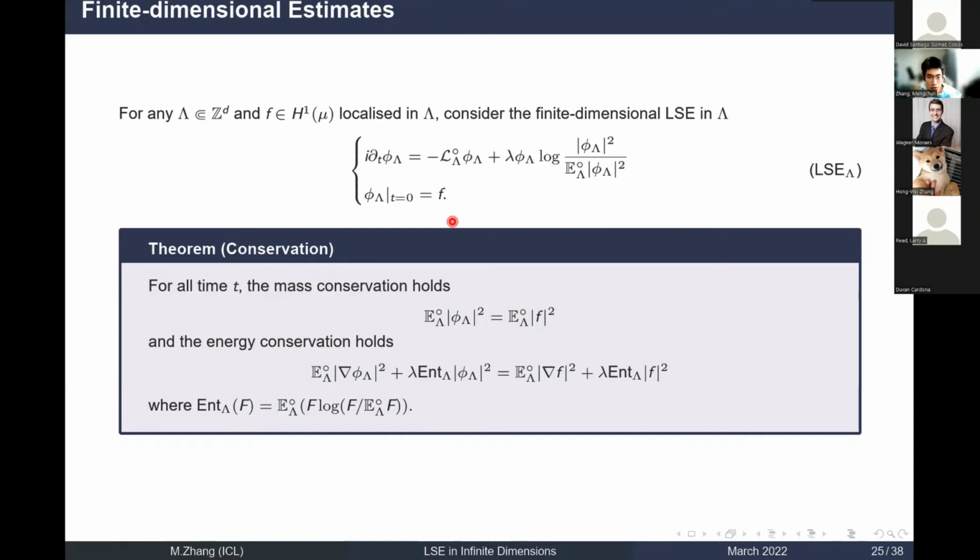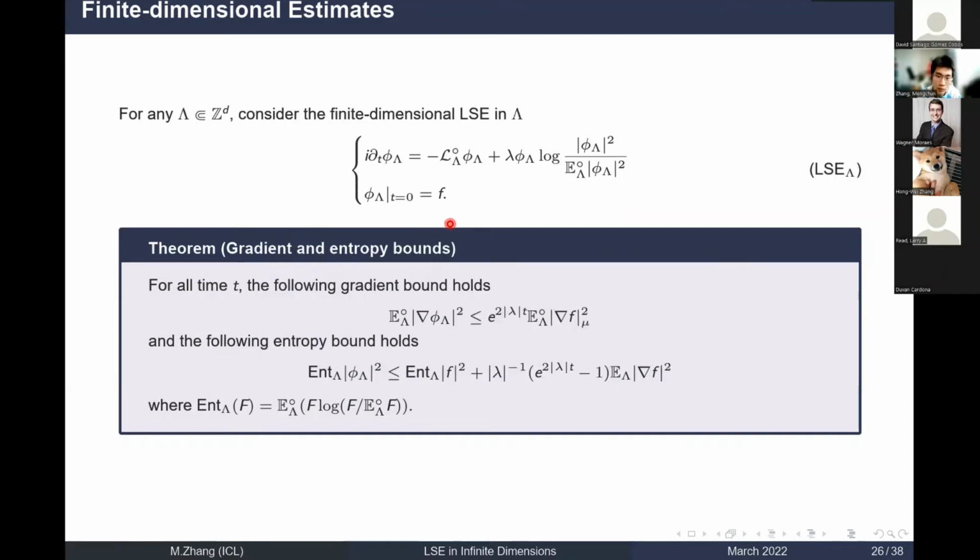This is straightforward. The proof is not that hard, so we just skip. Secondly, we have some time-dependent bounds for the gradient and the entropy term. For example, again, for this equation, we have this gradient bound, which depends on small lambda here. And also we have a bound for the entropy here, right?